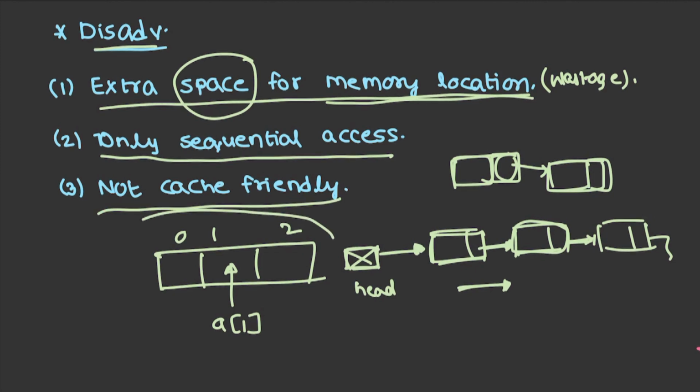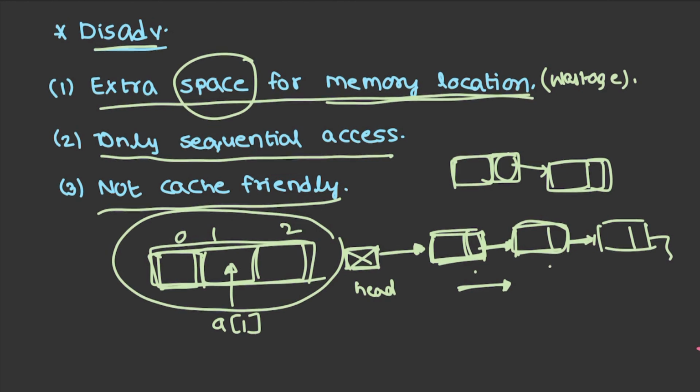In the case of an array, while you are dealing with a particular word, it's most probable that you may deal with the next word because of the locality of reference. So you store all of this in the memory or in the cache. But in the case of a linked list, as each and every one of them is at a different memory location, it is not so cache friendly.